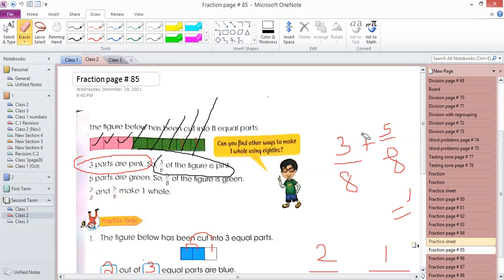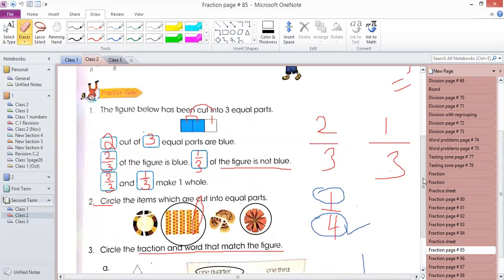So come to page number 85, guys. There was a question number 1, which we completed yesterday. How did we complete it, guys? The figure below has been cut into 3 equal parts. So dash out of dash equal parts are blue. Out of means how many total parts are there? You counted the total number of parts: 1, 2, and 3. There are total 3 parts, so you will say out of 3. Out of 3, how many parts are blue? For that, you will count the number of blue parts. The number of blue parts is 2.